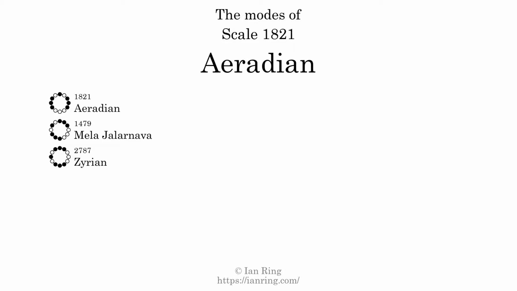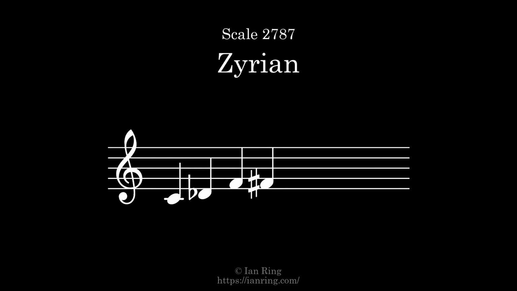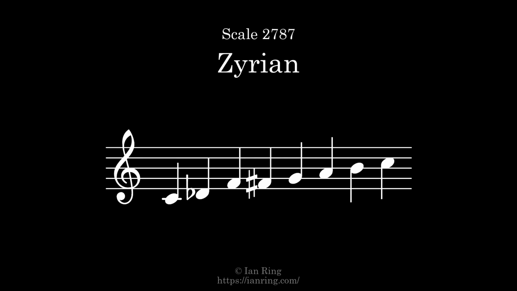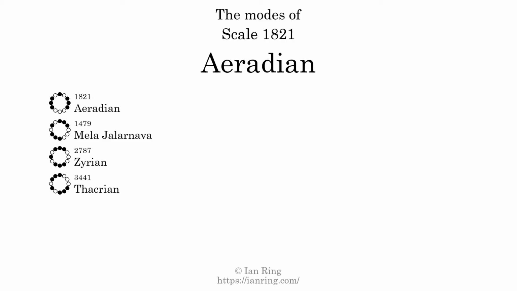The third mode is scale 2787, also known as Aeradian. It sounds like this. The fourth mode is scale 3441, also known as Thackerayan. It sounds like this.